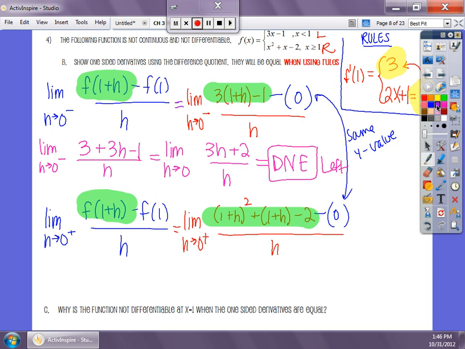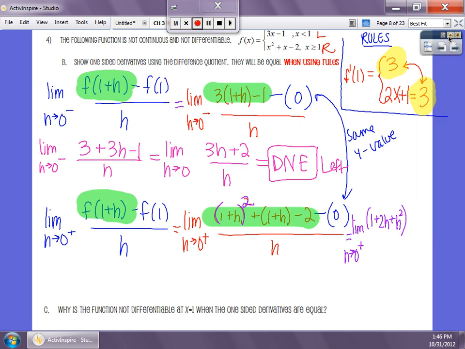On the right side, down below, this is going to take a little bit of extra work because remember I'm going to square this piece. So I actually get the limit, see if I can fit it here, as h goes to 0 from the right would be 1 plus 2h plus h squared. And then I would have plus 1 plus h. So I actually get h minus 1, and I get the minus 1 from using the 1 minus the 2. And then that whole thing is over h.